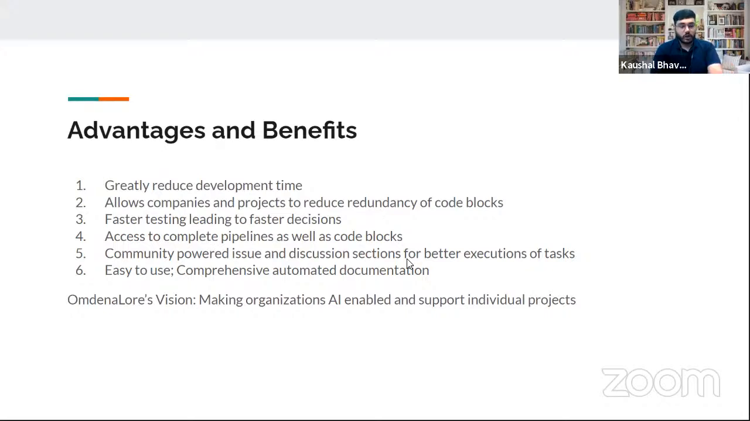To summarize what I've been talking about, Omdena's goal is to make organizations AI enabled. Since organizations like NGOs and startups do not have a lot of resources in terms of people and time, we want to greatly decrease the development time so that they can be AI enabled as soon as possible, and have a product which is run by AI. Also, we want to support individual projects, because in individual projects, we have a strict amount of time or strict number of people that we can work with. This library can help them greatly decrease the development time and start building the AI models.